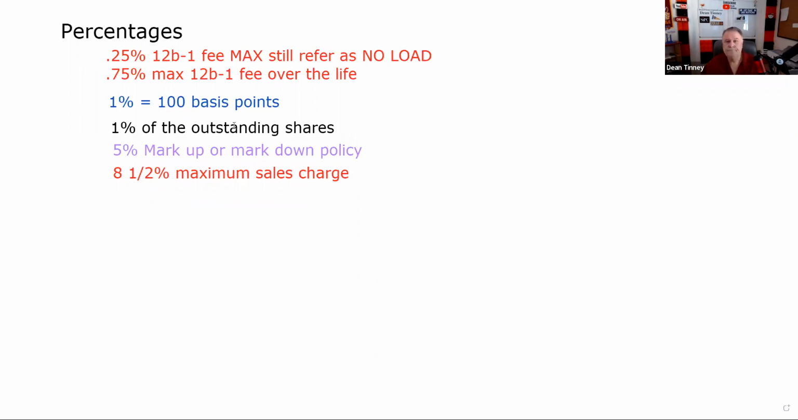10%. So 10% is a couple of things. One, that's going to be the penalty for early withdrawal, or that would be before you're 59.5.